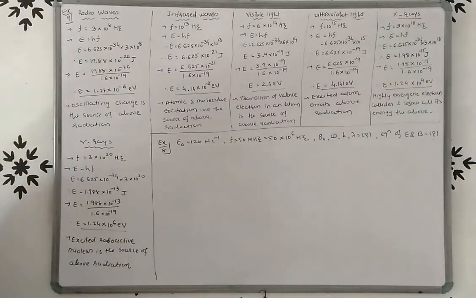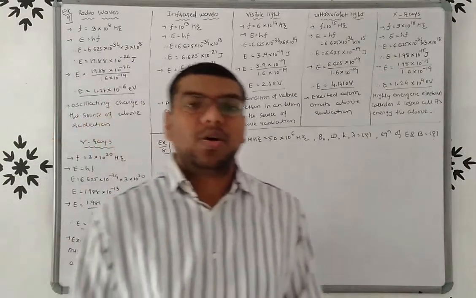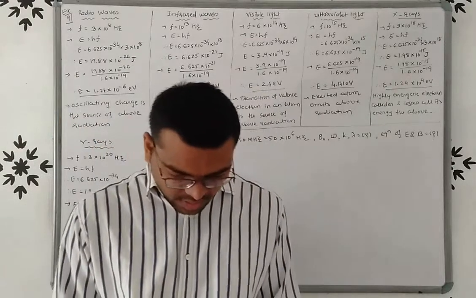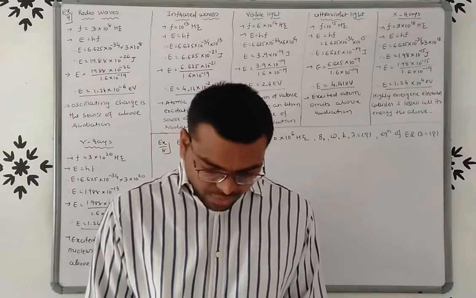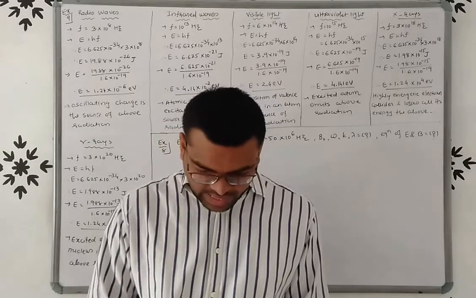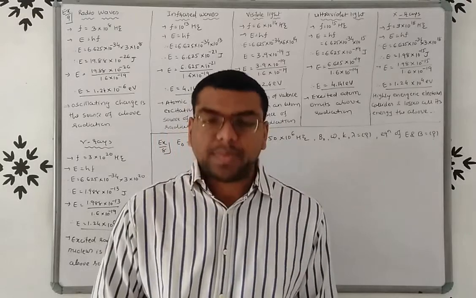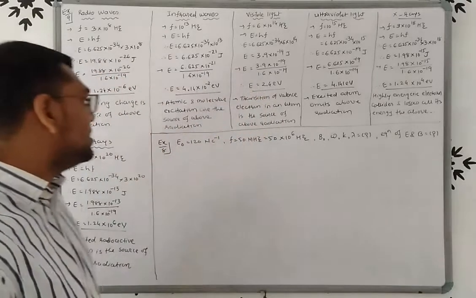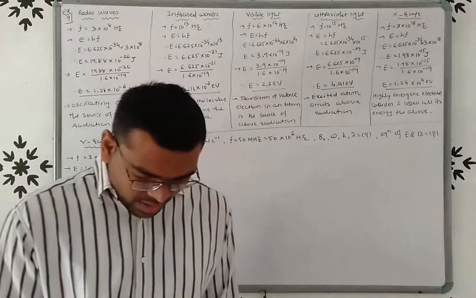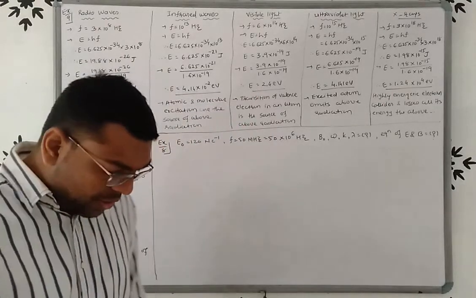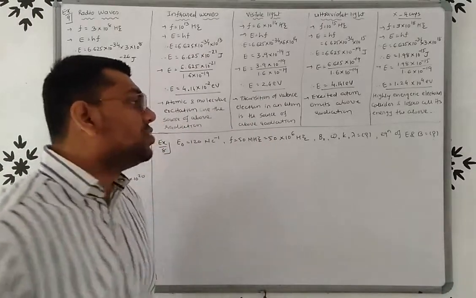Now see friends, example 8, the next example of this chapter. Suppose that the electric field amplitude of an electromagnetic wave is E0 = 120 Newton per Coulomb. So here E0 is given as 120 Newton per Coulomb, and that its frequency ν, or you can say f, is 50 megahertz. So 50 × 10^6 hertz.